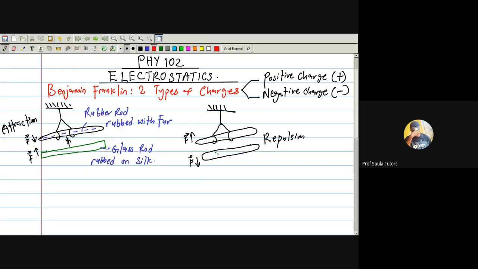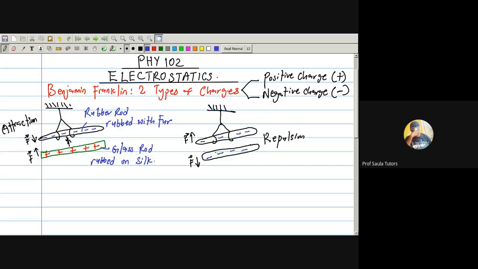Also, if a glass rod is rubbed on silk, this glass rod acquires a net positive charge. And if you observe what takes place here, attraction. But here, I'm only having negative charges, and here we have only negative charges there.